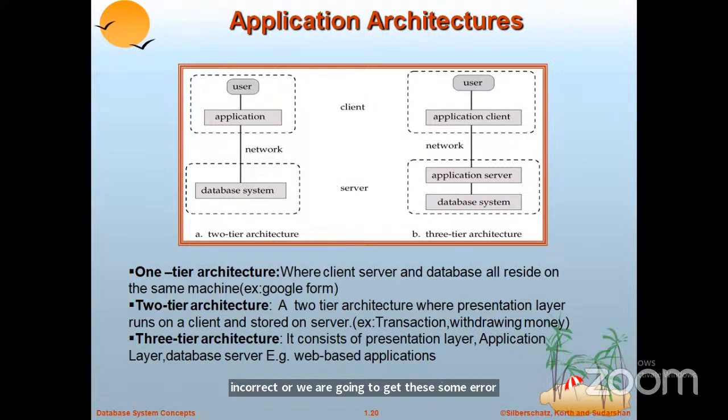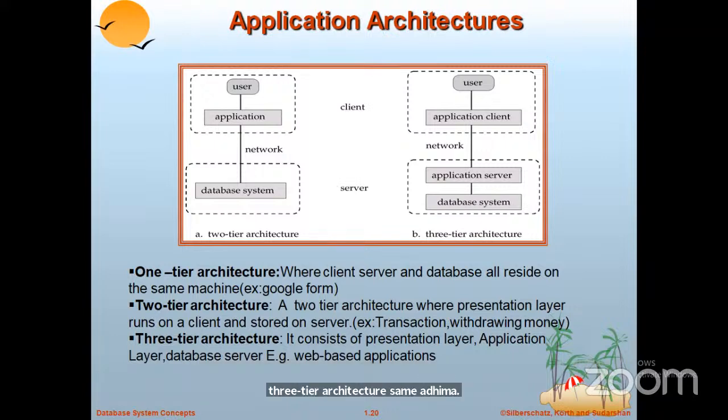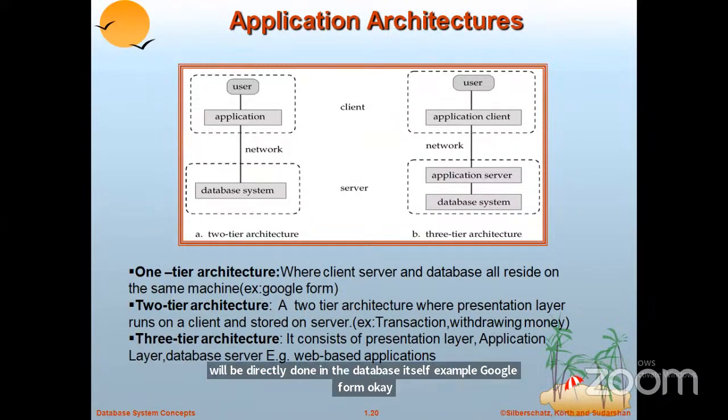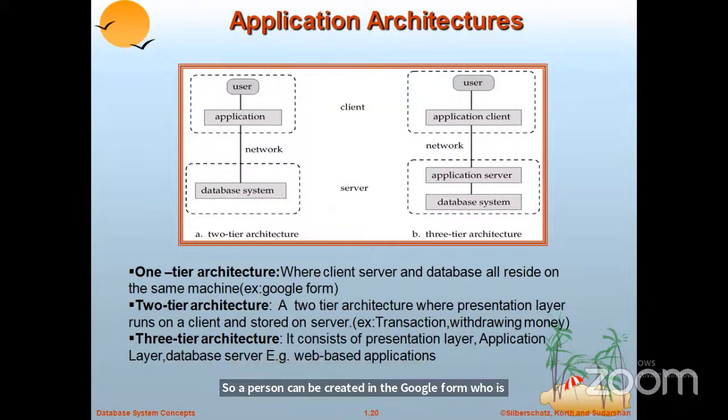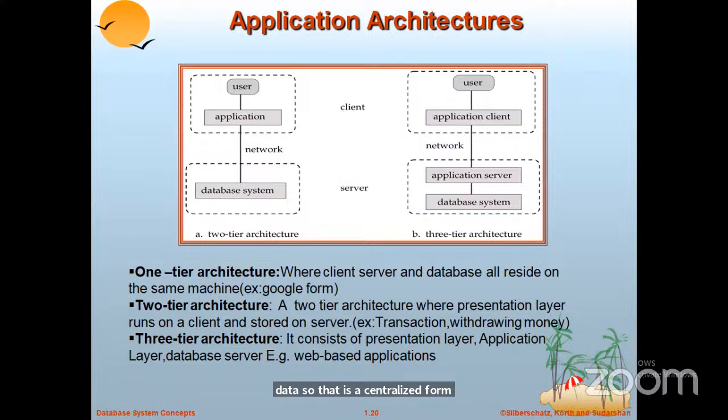Three-tier architecture, same. So one tier architecture is nothing but it is directly available to the user. Any changes done here will be directly done in the database itself. Example, Google form. A person who is the owner can create the Google form, and that is shared with others to edit or fill in the data. So that is a centralized form. In one tier architecture, the user will be there and the database connected.